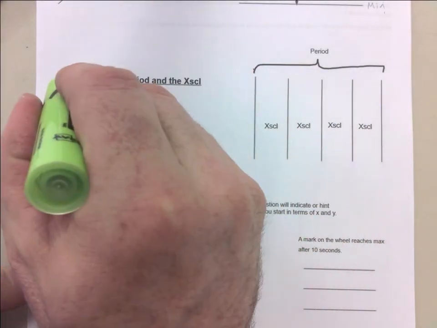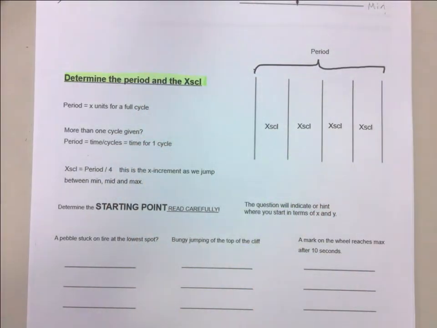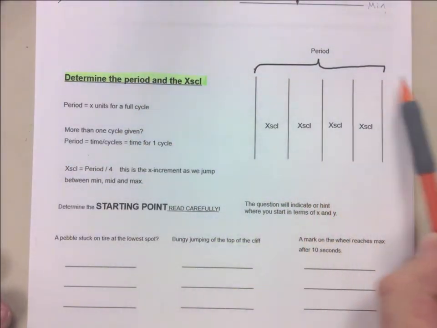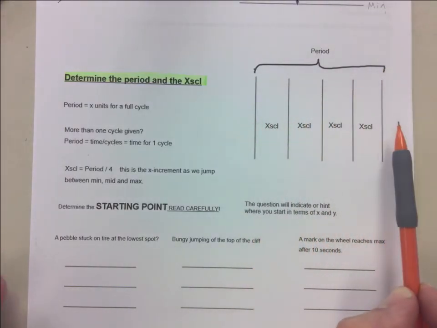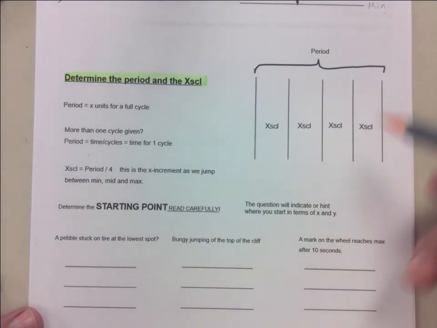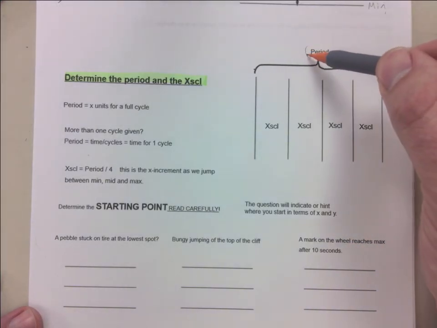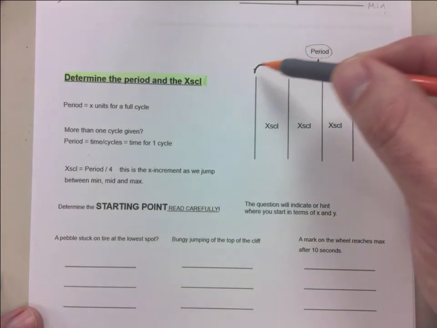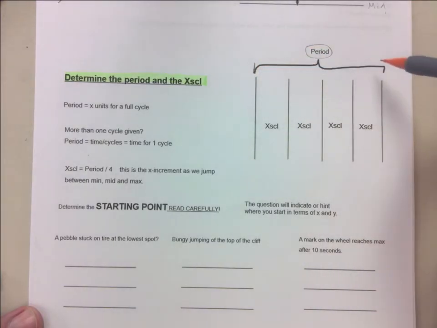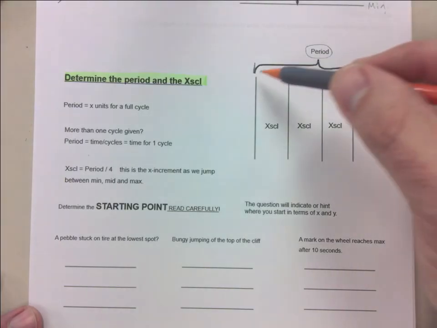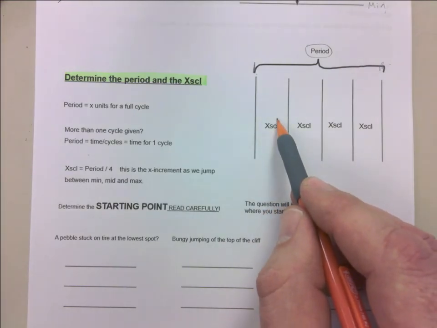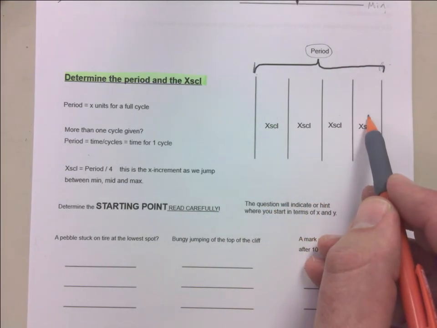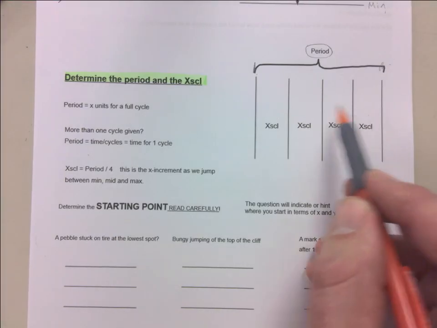You determine the period of this function, and that will give us the Xscl, like how much am I going up by in terms of my X? Let me show you here. If the period is from a max to another max, or from a min to another min, one thing that I want you to understand is that we can split this into quarter sections. We can split it into 4, okay?